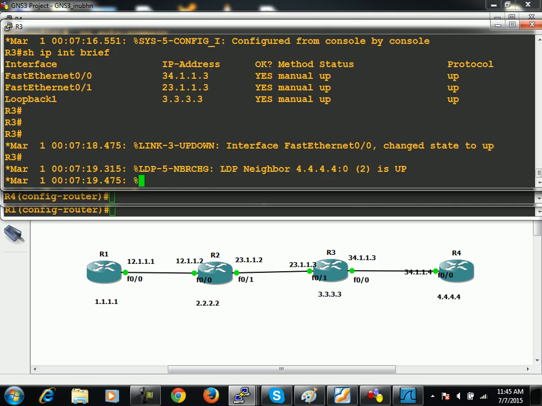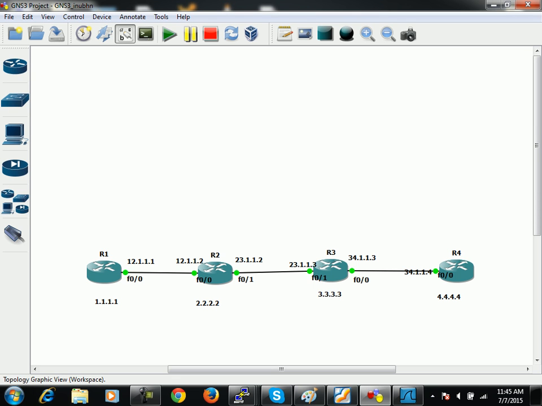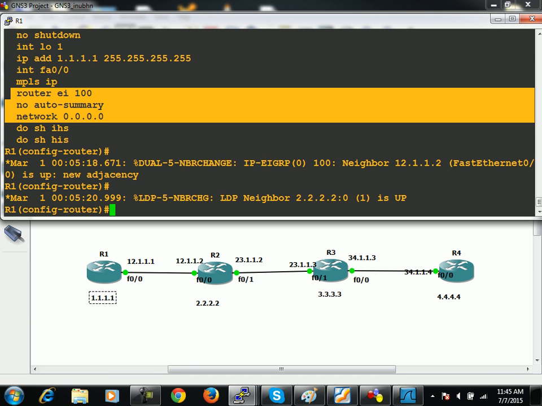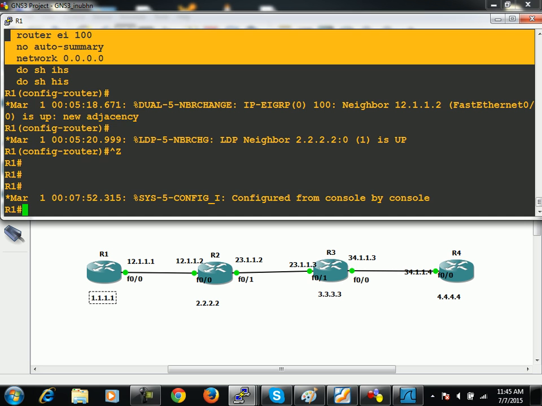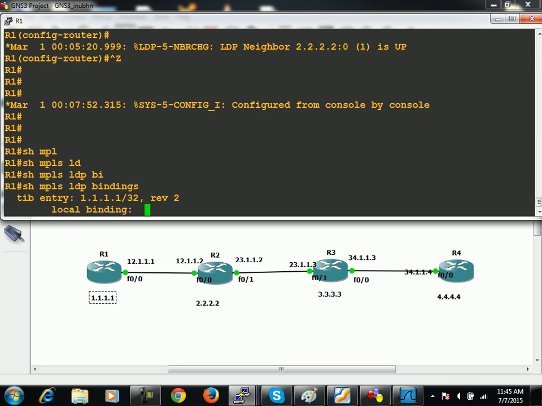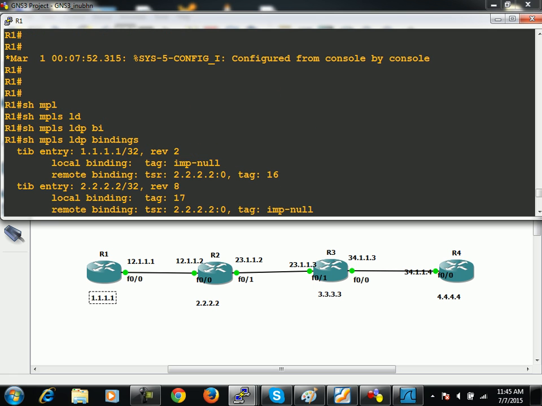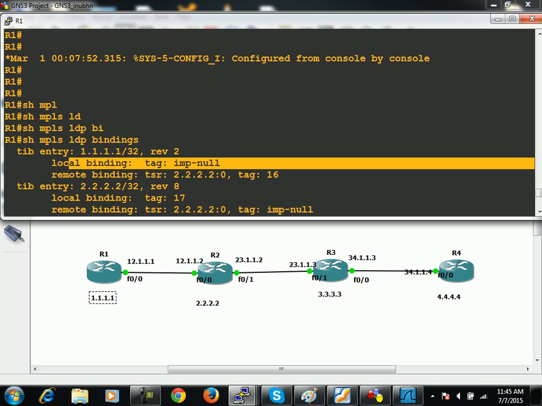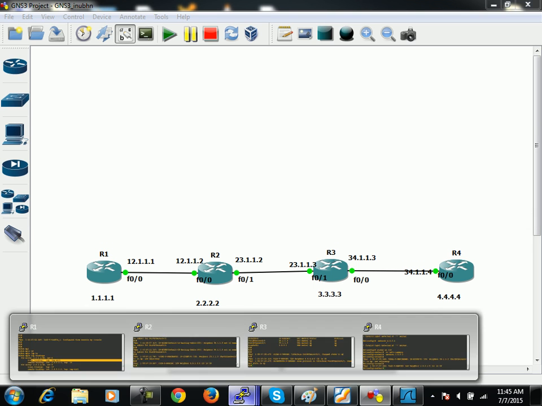Fine. Now see, as I said, for self-advertised prefixes, like R1 is having 1.1.1.1 as directly connected, it should generate its label as implicit null. To see that, show MPLS LDP binding. For 1.1.1.1, its local binding is what? Tell me, it has generated what? Implicit null. Now it will advertise it towards R2.